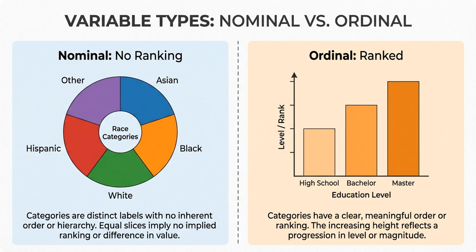Then there are ordinal variables. Ordinal variables have a ranking between categories or attributes. The values assigned represent the category name and its rank, but the intervals between ranks aren't necessarily equal. Examples include grades such as A, B, C, education level, or economic status.